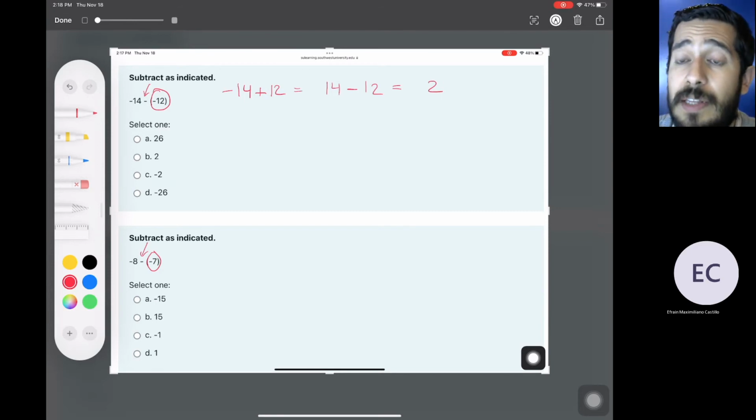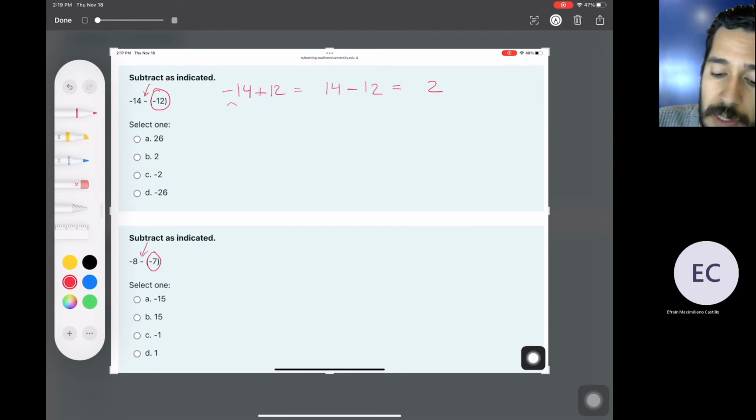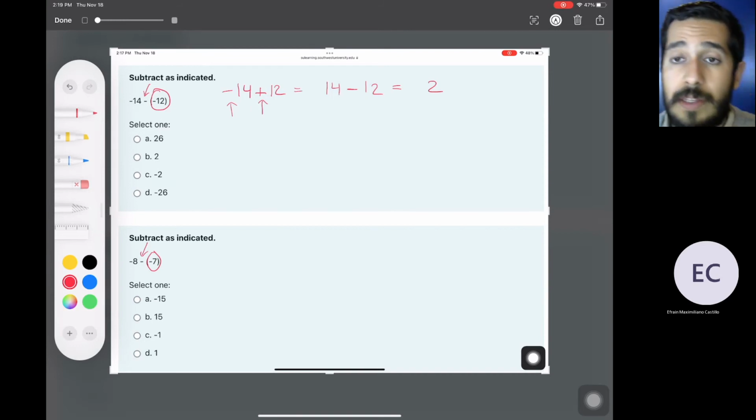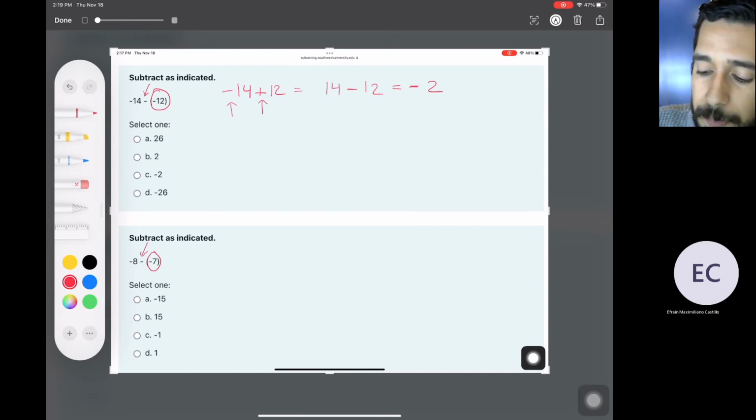And what's going to be the sign? Is it positive or negative? You look at the addition, whichever is larger, that is the sign that's going to be carried over. Okay, so negative 2. And for the bottom example, the same thing.